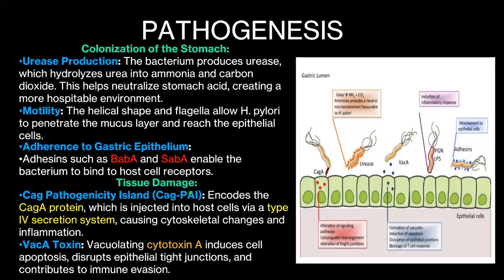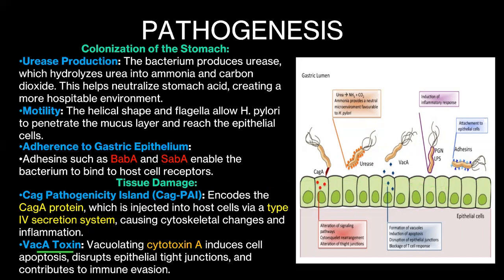Next, tissue damage. Two important proteins damage the tissues or epithelial cells. First is the cag pathogenicity island, which encodes the CagA protein. CagA protein is injected into the epithelial cells via the type 4 secretion system. This CagA protein inside the epithelial cell destroys the cytoskeleton, and ultimately the epithelial cells of the stomach start to become inflamed. So this is how H. pylori causes inflammation in the stomach, which is actually gastritis.